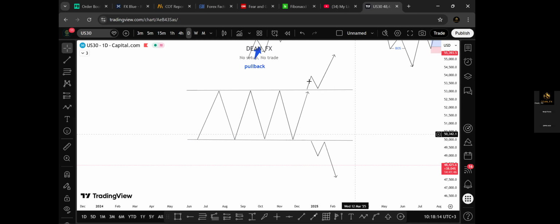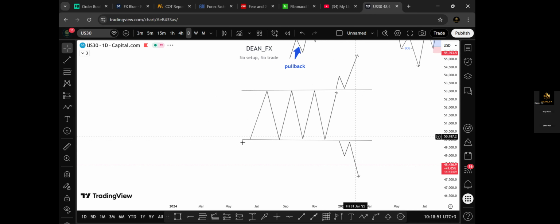So what you usually look for is a clear break of this structure, taking out all the liquidity. Then you see a retest. After breaking it, you see a retest. So we enter the retest, targeting even higher zones. On the sells, we wait for a clean break with a candle body closure, then a retest. Then we get the sells targeting even lower.